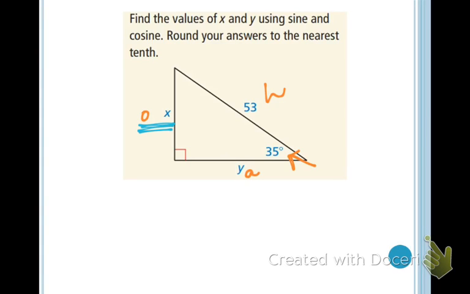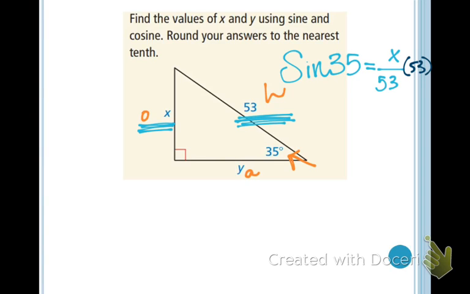So we have x, which is the opposite. Which side did they give you? The hypotenuse. So which trig function are we going to use? Sine. Sine from 35 equals x over 53. Multiply by 53. 30.4. Yep, 30.4.